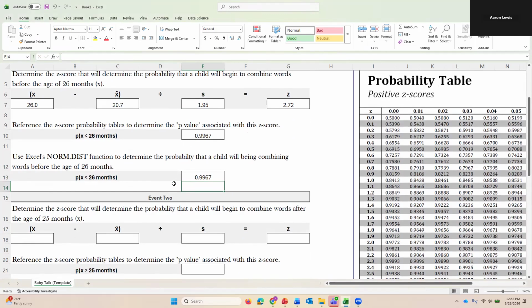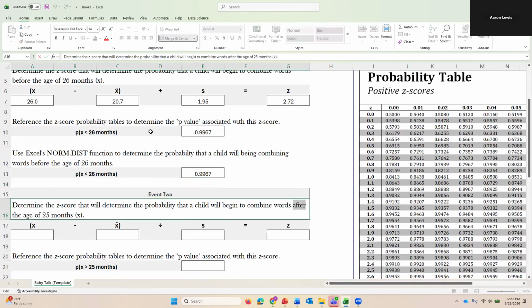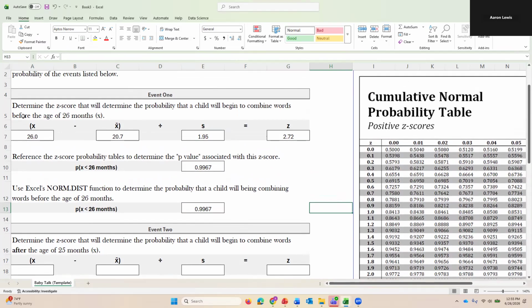And we can move on to event two, and in this case, determine the z-score that will determine the probability that a child will begin to combine words at some age after 25 months. And the "after" is incredibly important in this question. The probabilities listed in this table are the probability of something below that point. So that's why I just left 0.9967 up here, because it was before or below the age. Well, this doesn't list the probability of something happening after.